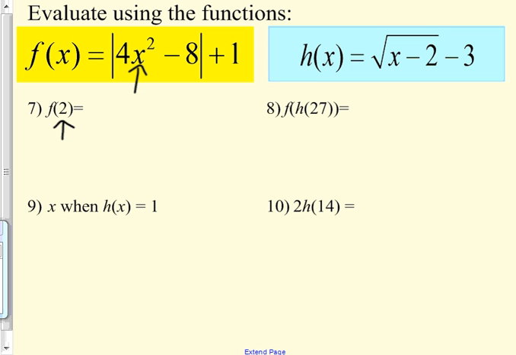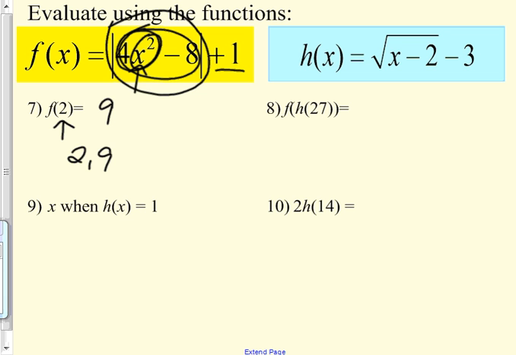Did you get 9? Raise your hand if you did. Okay, awesome. And that was because 2 squared gave me 4. 4 times 4 is 16. 16 minus 8 was 8. Absolute value of 8 was still 8. Add 1 makes 9. Now, do you get then that the point (2, 9) is on my graph? All right. It's important to get that.